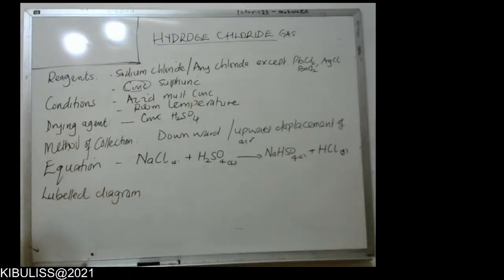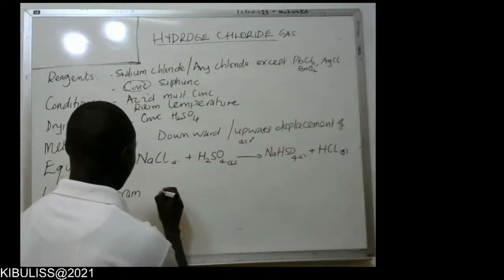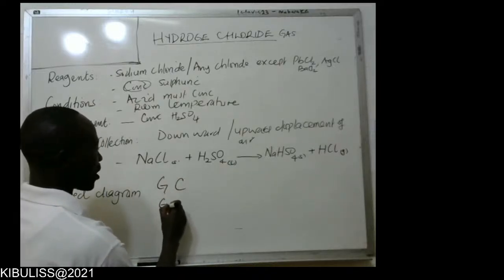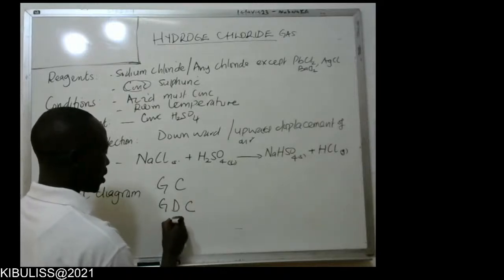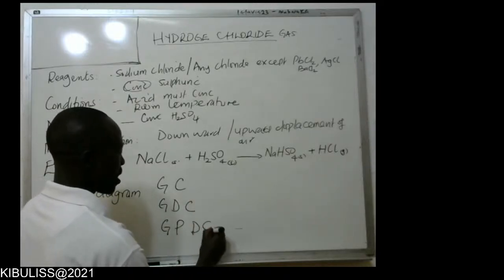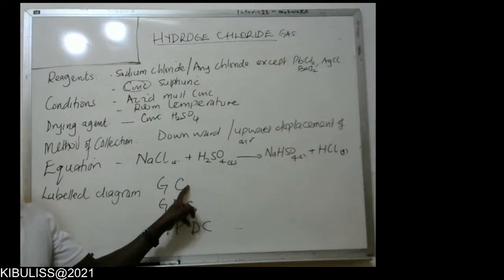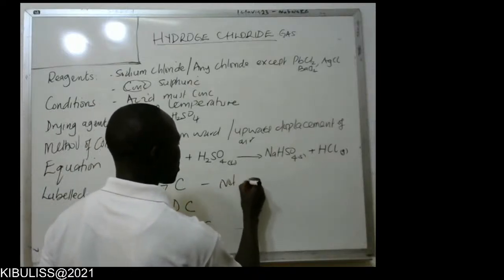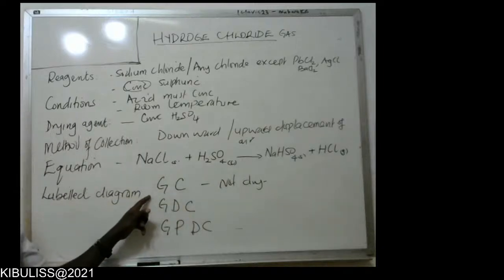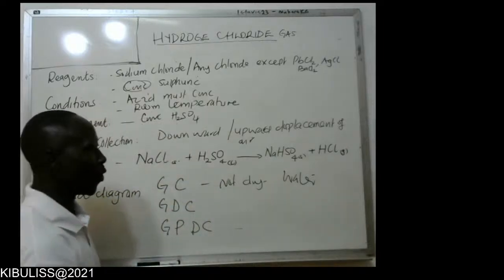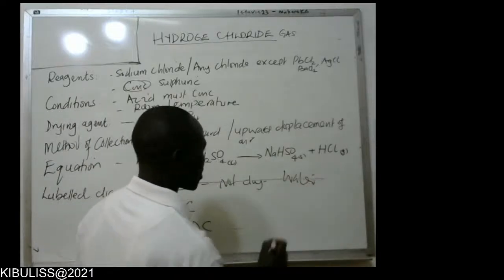So before I go into the logistics of the diagram, what type of gas is this? From my usual classification of gases, we have been talking about generate and collect, generate, dry and collect, generate, purify, dry and collect. When do we generate and collect? If you don't mind that the gas is not dry. So how do we collect such gases? Over water. But can I risk hydrogen chloride with water? No. Because of its nature, it is not a GC gas.